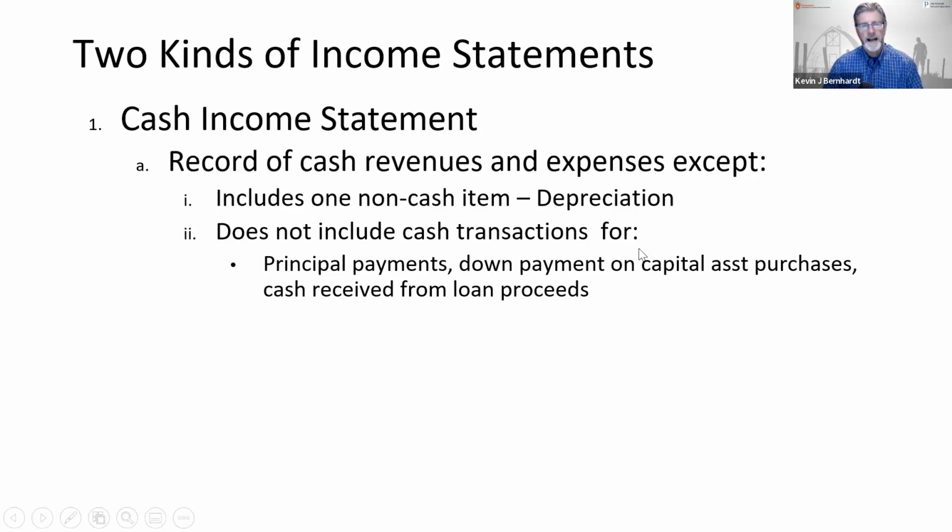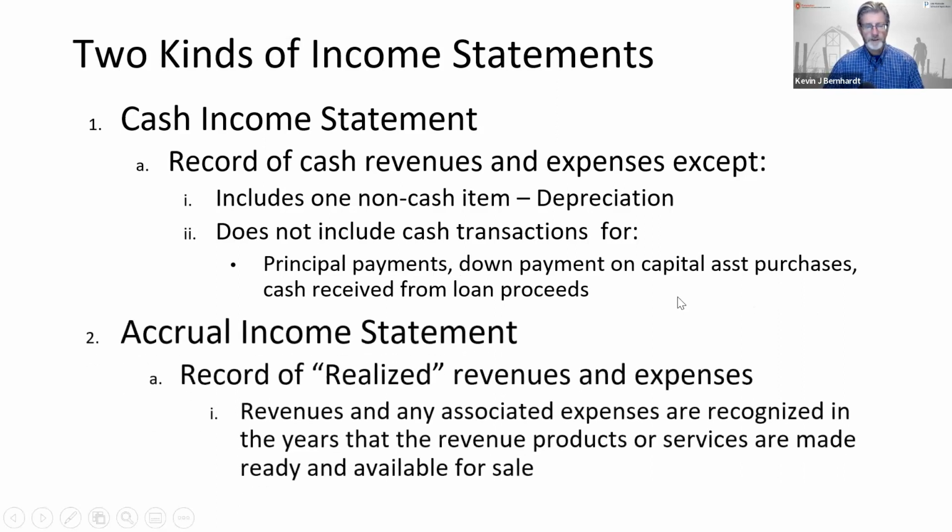The second kind of income statement is the accrual income statement. The accrual income statement is a record of realized revenues and expenses. And what does realized mean? Realized is revenues and any associated expenses with those revenues are recognized in a year that the revenue product or service was made available and ready for sale.